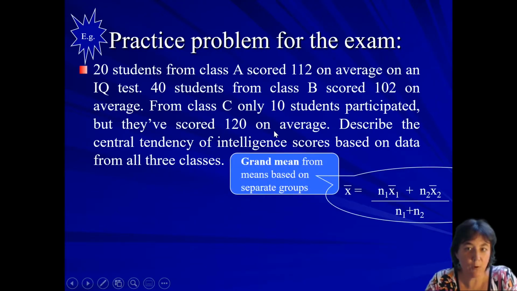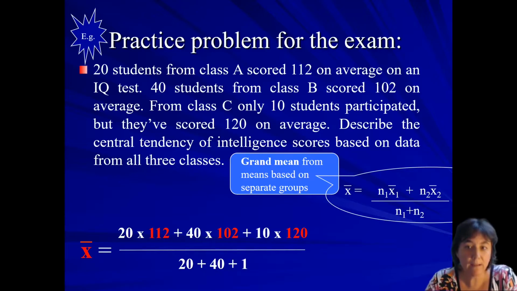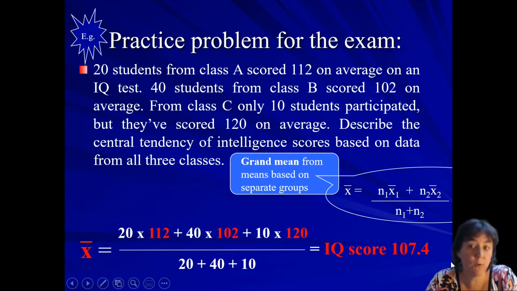Another practice problem where we're looking for the grand mean if we have a different number of students scoring different IQ scores on average. It could be read from an article, as in my previous example. And here again, using this formula, you can calculate the grand mean and arrive at an IQ score of 107.4.